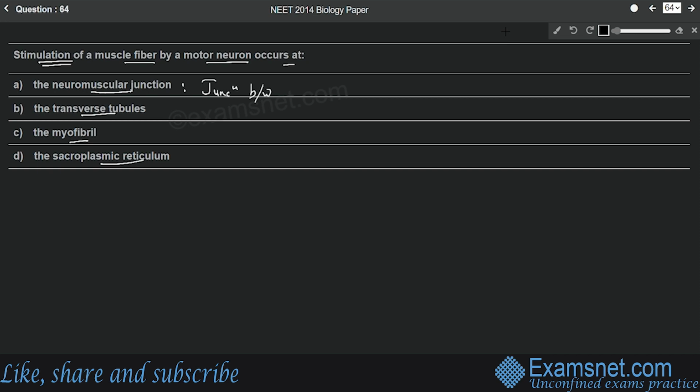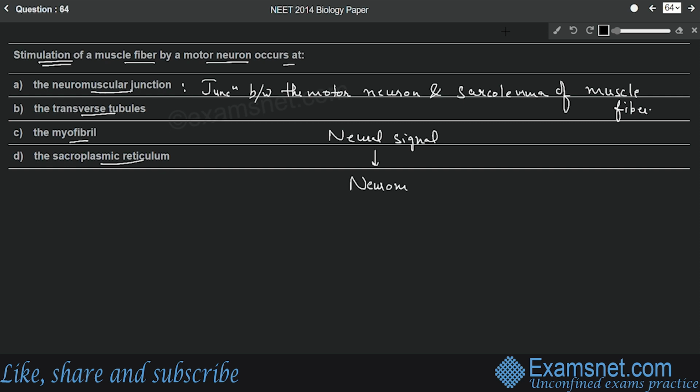Okay, so it refers to the junction between the motor neuron and the sarcolemma of the muscle fiber. Now, what happens when a neural signal reaches this junction? The neural signal reaches the neuromuscular junction.